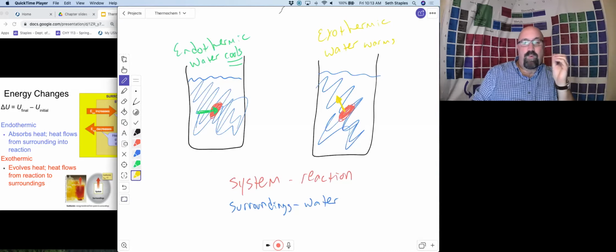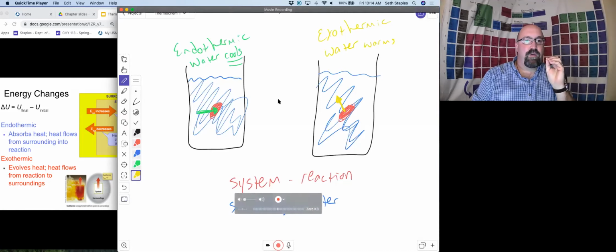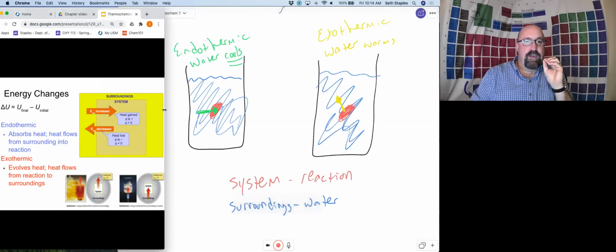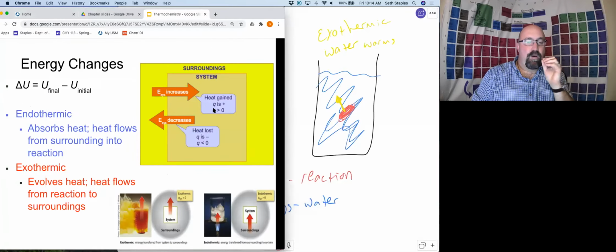Now let's remember what we said about Q for each of these scenarios. In an endothermic scenario where our system is gaining energy, Q is positive. In an exothermic system, our system is losing energy, Q is negative.